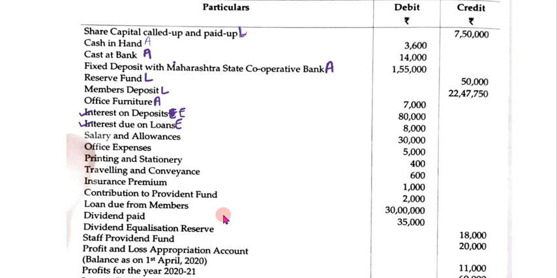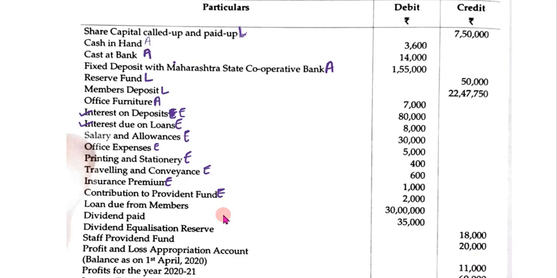Next is salaries and allowances expenditure. Salaries and allowances is 30,000 rupees. Office expenses 5,000 rupees, it is expenditure. Printing and stationery rupees 400, expenditure. Traveling and convenience 600 rupees, expenditure. Insurance premium 1,000, expenditure. Contribution to provident fund 2,000 rupees. This is also expenditure.